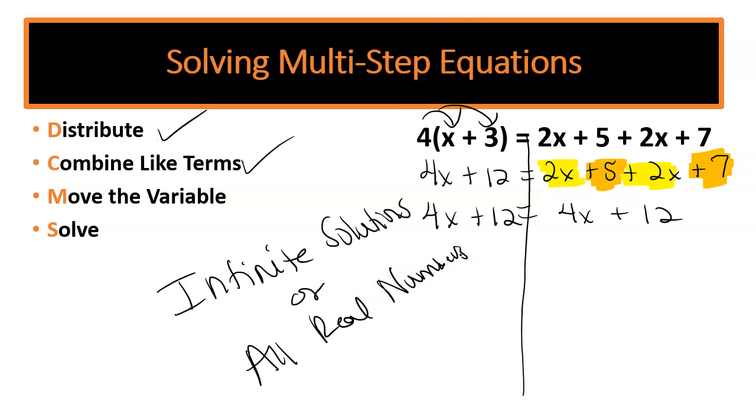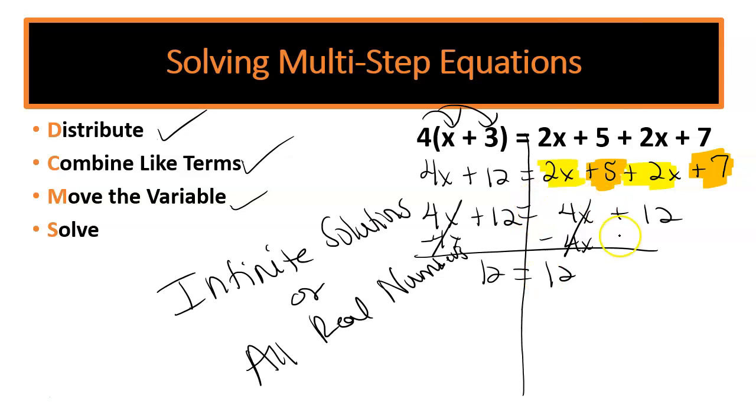Here's why. If we were to continue, then we would move a variable. If I subtract 4x on both sides, that makes 0, that makes 0, and all I have left is 12 equals 12. And I would ask myself, does 12 equal 12? Yes. Does 12 always equal 12? Yes. So it's infinite solutions, all real numbers, which means you could plug in any number to both equations and get the same answer.